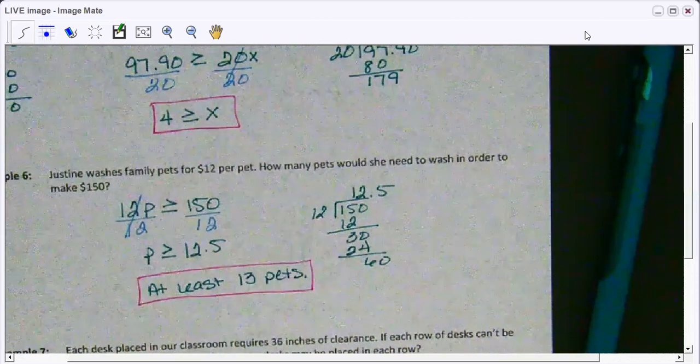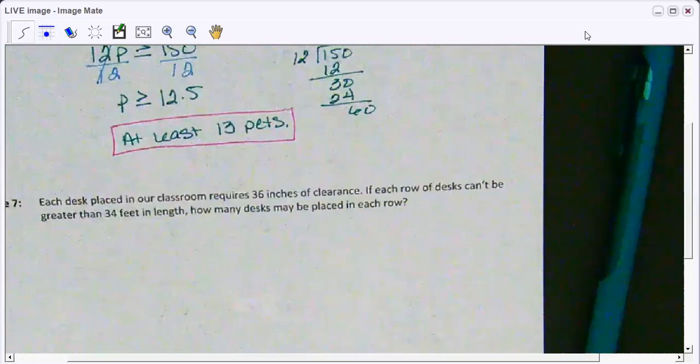Okay. Last problem. Each desk placed in our classroom requires 36 inches of clearance. So 36 inches per desk. If each row of desks cannot be greater than 34 feet in length, how many desks may be placed in each row? Okay, so we're dealing with conversions here because our desks are 36 inches, but the length of the row is 34 feet. So what should we do before we even begin to solve this problem? Well, actually, I guess you could change the feet. I changed mine to inches, my 34 feet into inches.